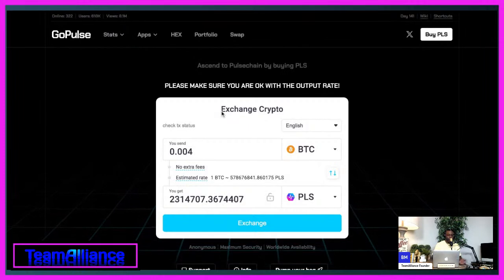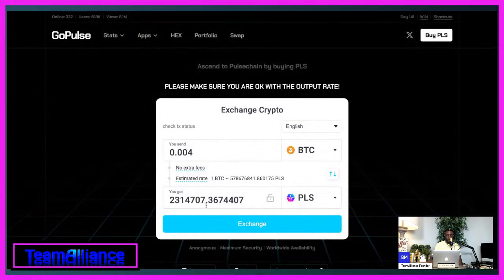So anyway, I mean, that's not that important. But what I do when I'm looking at this is another thing too that you want to pay attention to. I'll look here and I'll see how much 0.004 will get me. And then I'll come over to the PulseX DEX, right? And let me switch to that so y'all can see that. The DEX is the PulseX DEX that I was talking about earlier. And let me show that.